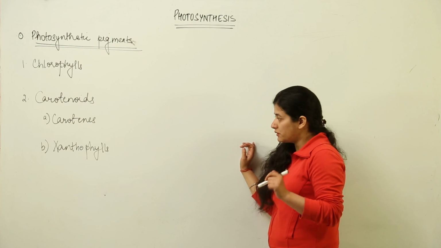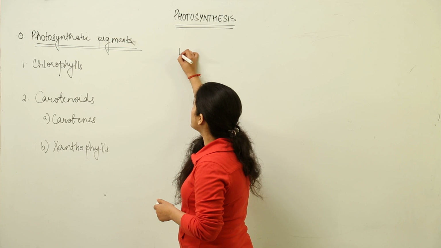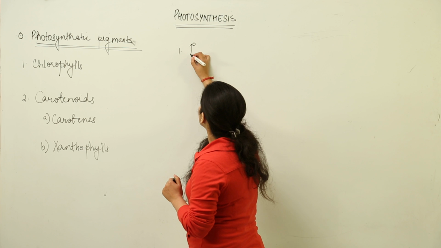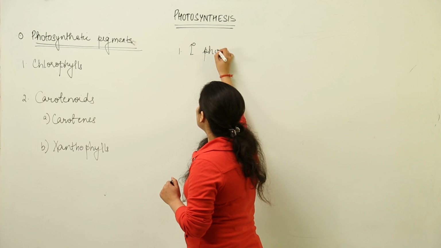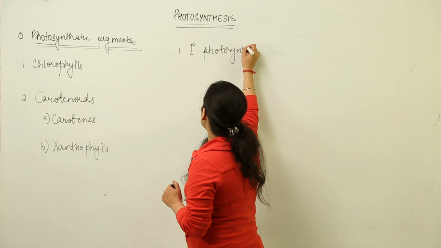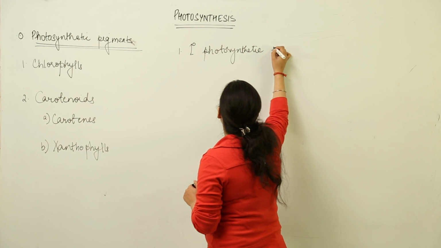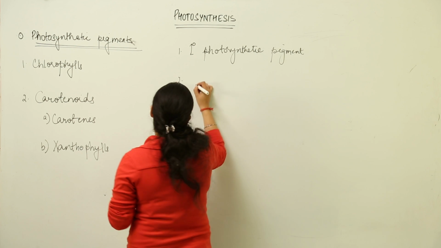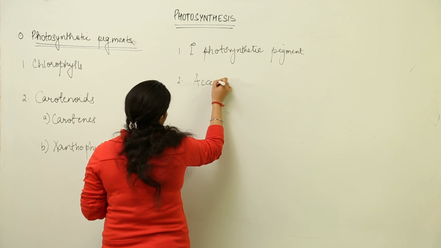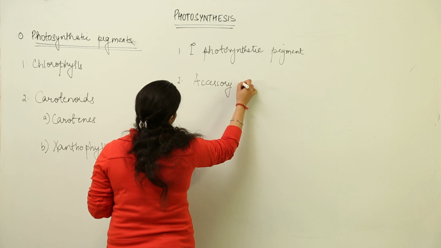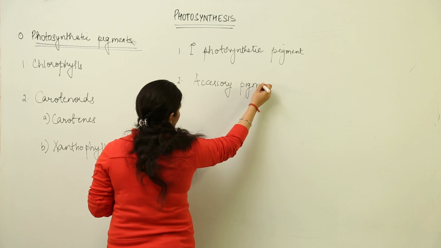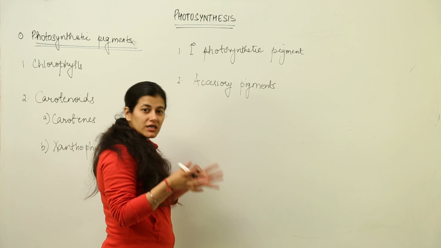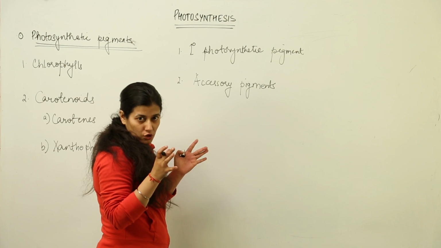First thing that you have to keep in mind is that the primary photosynthetic pigment is chlorophyll. Which chlorophyll, that we are going to discuss. So we have the primary photosynthetic pigment, one thing, and the remaining ones are known as accessory pigments, those which help the primary photosynthetic pigment by broadening the spectrum of white light that can be absorbed.